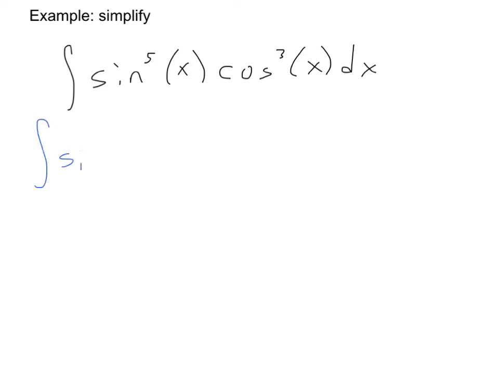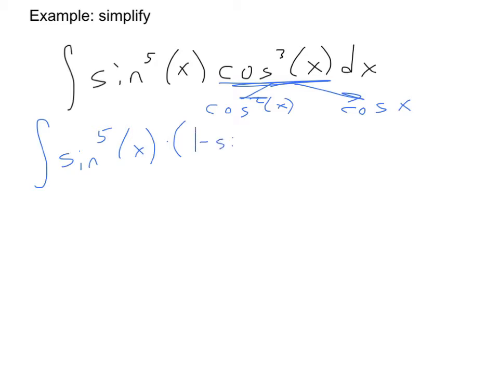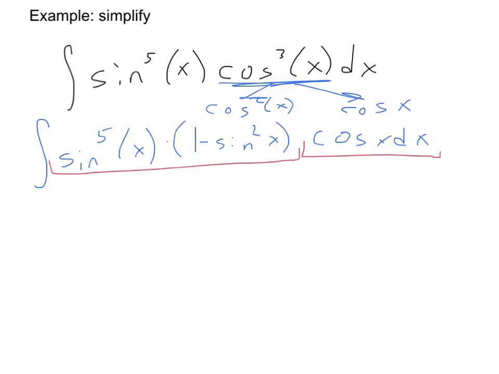I have the integral of sine to the 5th x times cosine cubed. I'm going to reserve one of the cosine x's over here, and the rest of it, the cosine squared x, I can change into 1 minus sine squared x. Okay? Now notice that I have a cosine x that's waiting at the end, and everything else is in terms of sine.